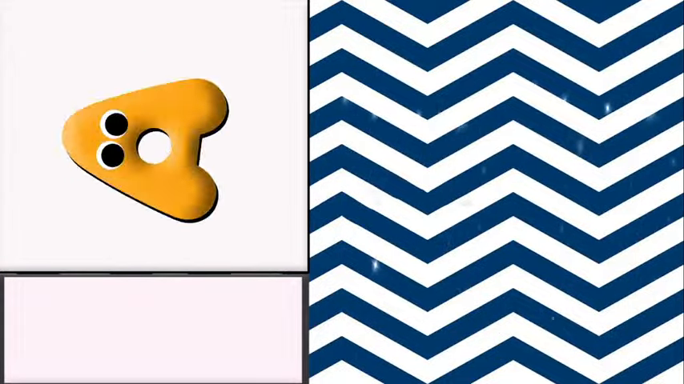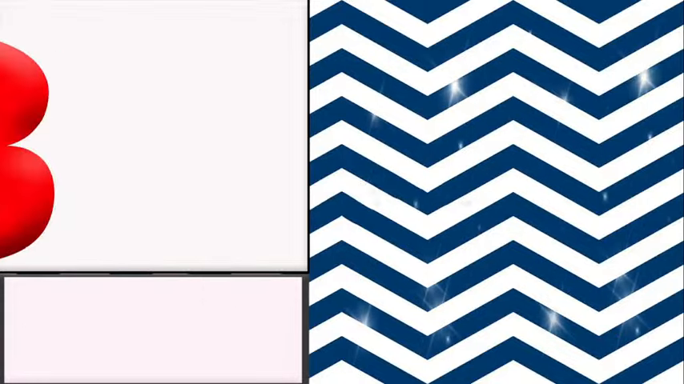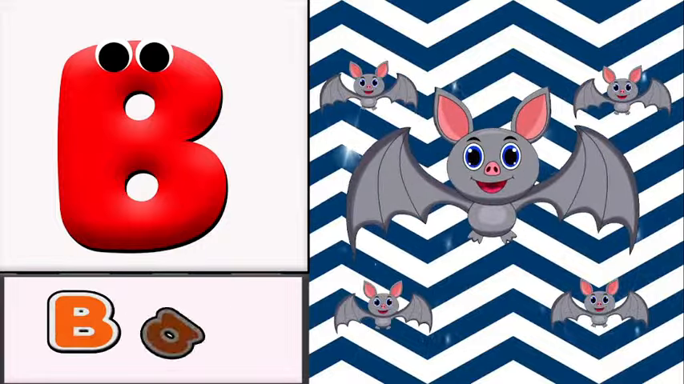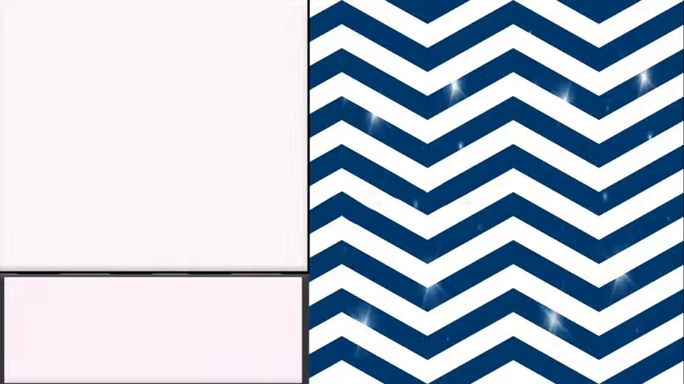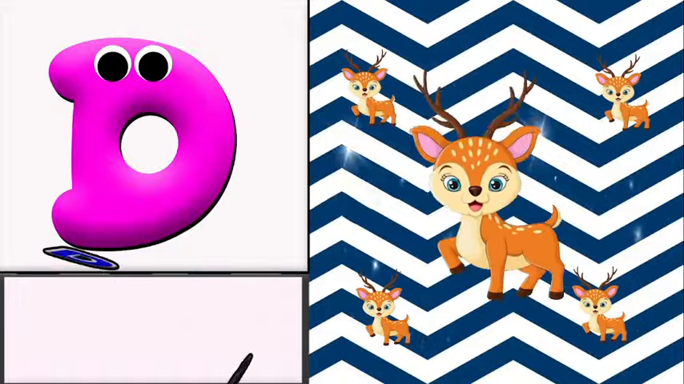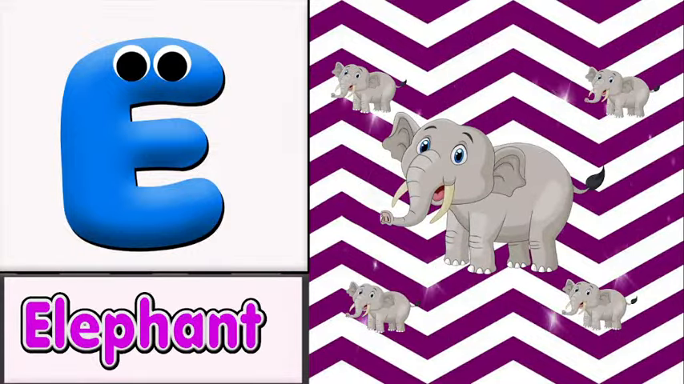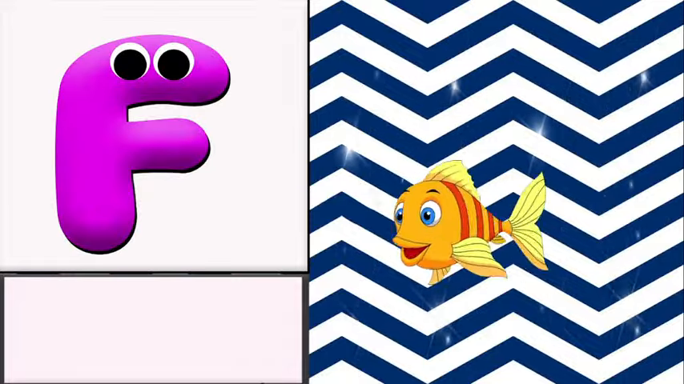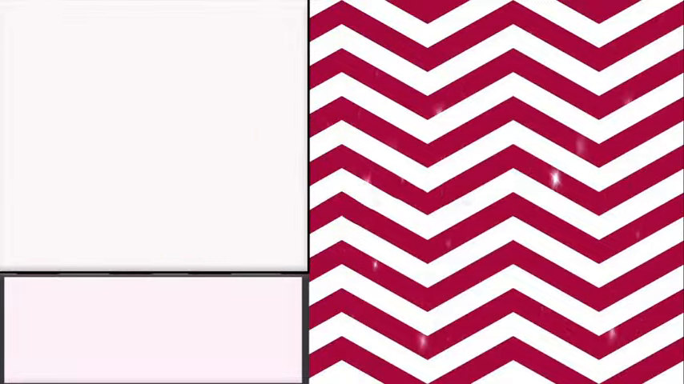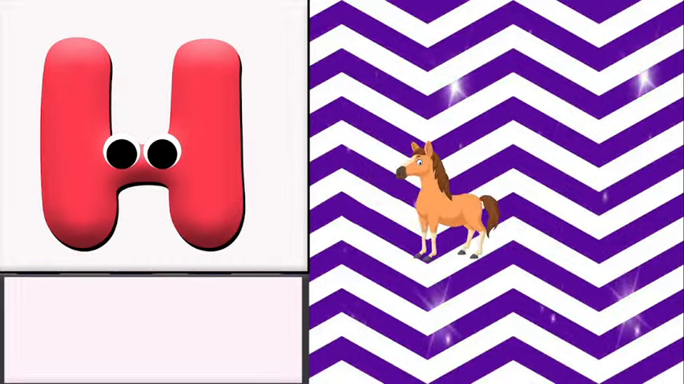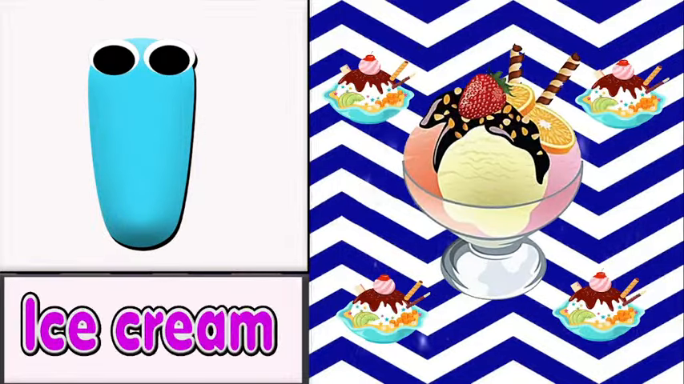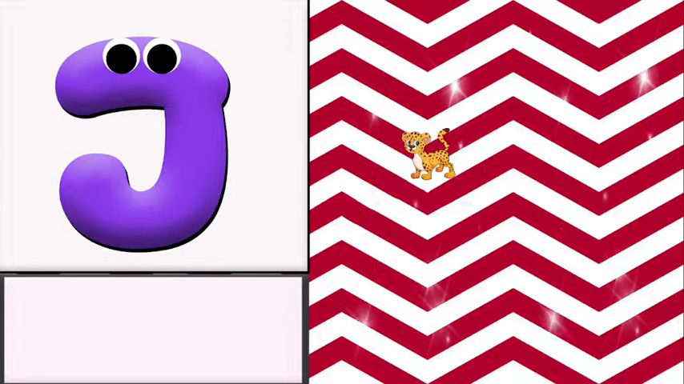A for apple. B for bat. C for camel. D for deer. E for elephant. F for fish. G for guava. H for horse. I for ice cream. J for jaguar.